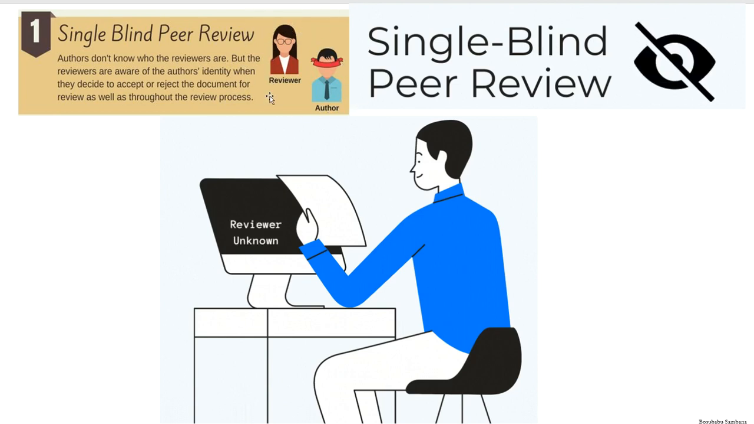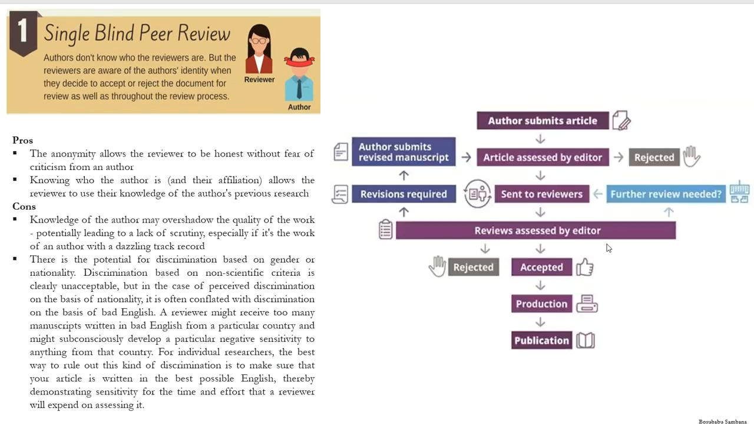Here the diagram represents that the author doesn't know about the reviewer. Okay, here the reviewer also doesn't know about the author. That means authors don't know who the reviewers are, who is reviewing their article. This diagram represents the author being unknown about the author's details and affiliation, like this. Then you know that already. What are the pros and cons?